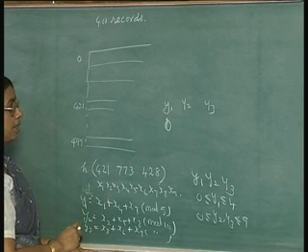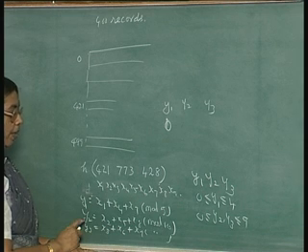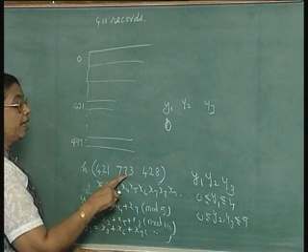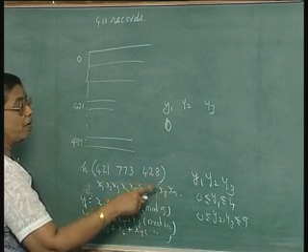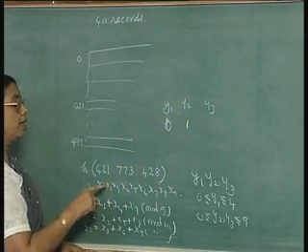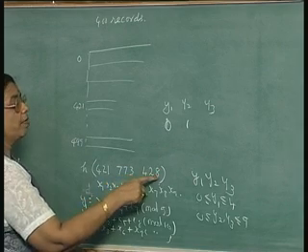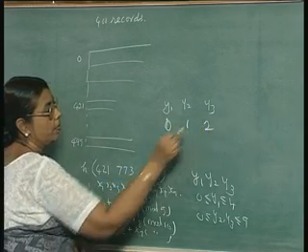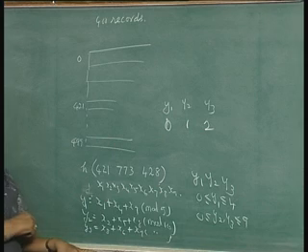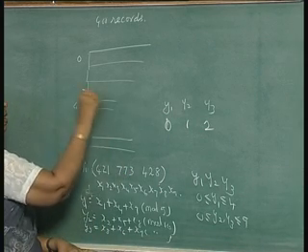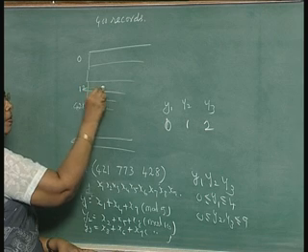Then the second number y2 will be 2 plus 7 is 9, 9 plus 2 is 11, and 11 mod 10 is 1. Then the third number is 1 plus 3 is 4, 4 plus 8 is 12, and 12 mod 10 is 2. So this will reduce to 0 1 2, and this record will be stored in the place corresponding to 12.